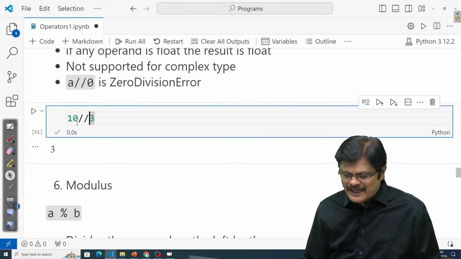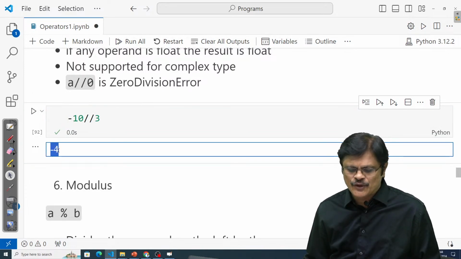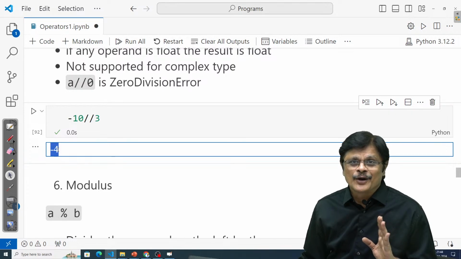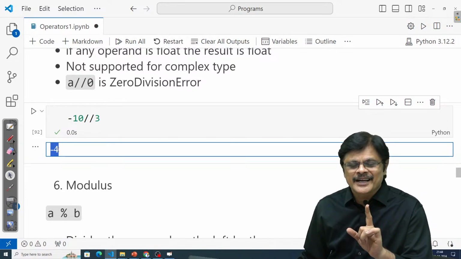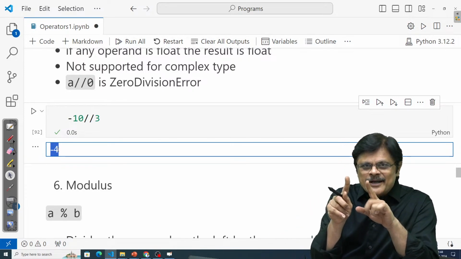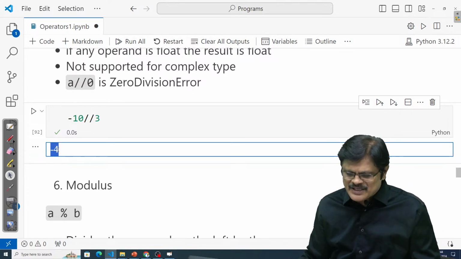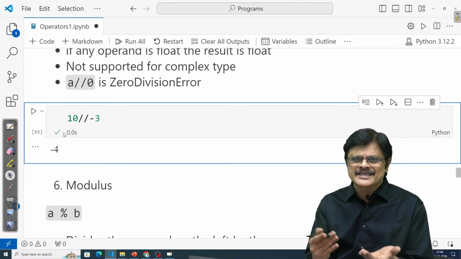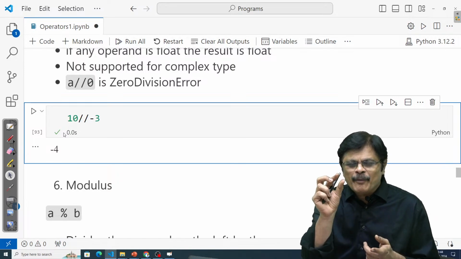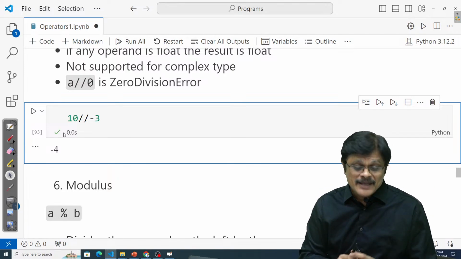So let us see this. Suppose I have minus 10 divided by 3, what happens? The answer is minus 4, not minus 2. Generally people expect minus 3 point something, so they write minus 3. It's not correct. It is minus 3 point something, so the greatest integer smaller than this is minus 4. And suppose you have 10 floor division minus 3, even in this case the story is the same, sir. Because the result is minus 3 point something, the greatest integer less than or equal to this number is minus 4. Please note this point, sir.